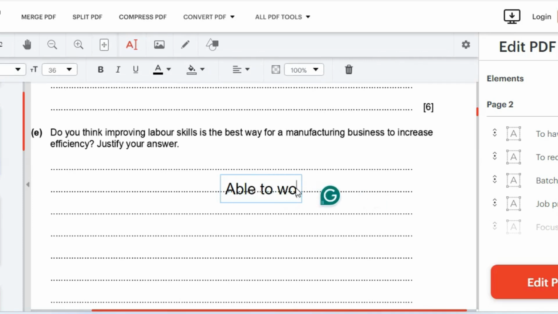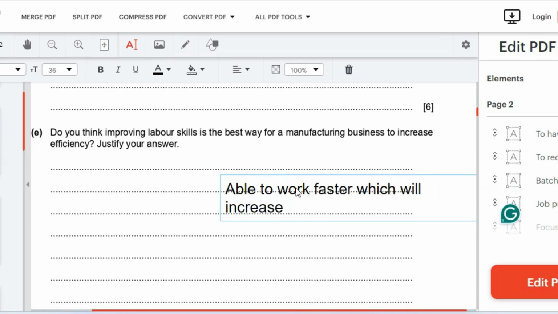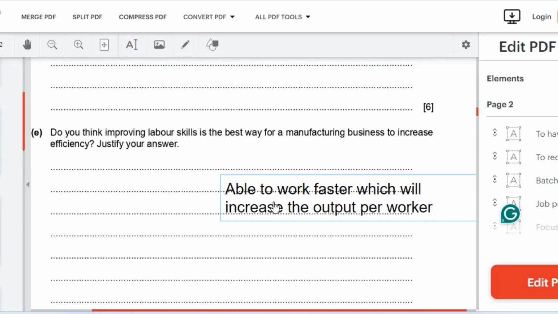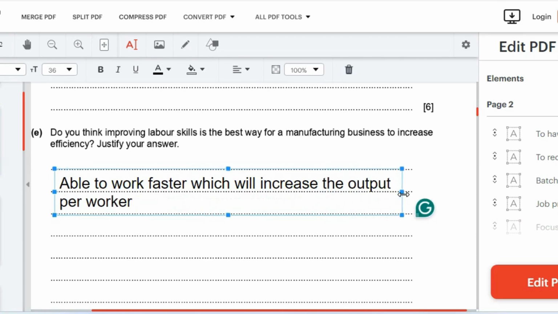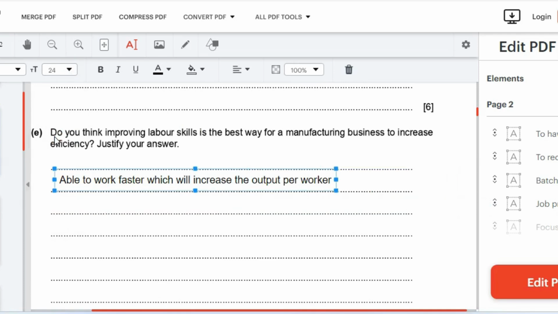Being able to work faster, which will increase the output per worker. Of course, when improving labor skill, the work will be faster and the production per worker will also increase. Let's reduce this to contain more points.